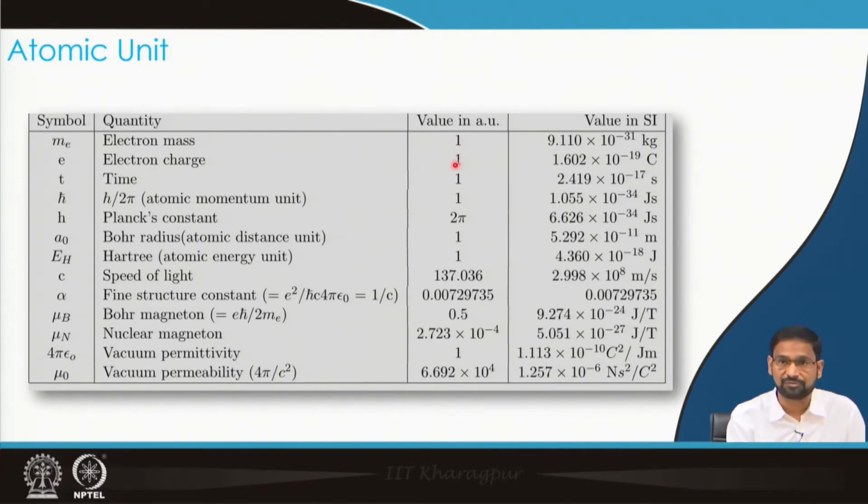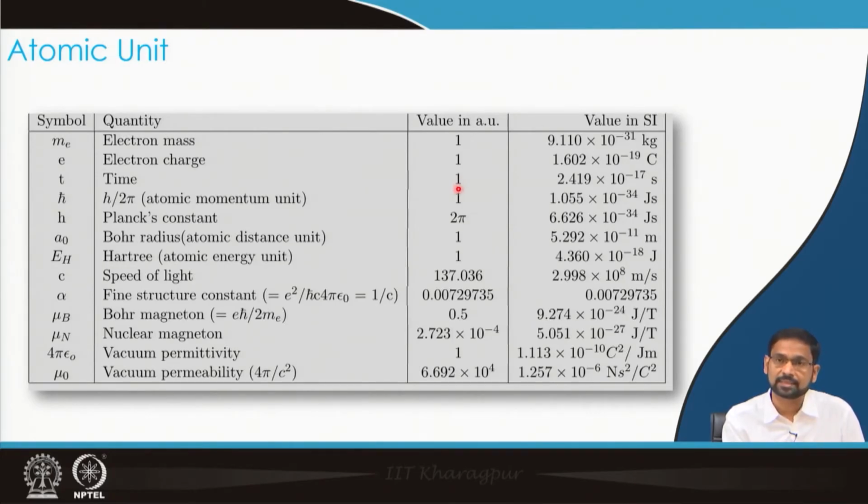Similarly, the charge of the electron is one unit charge in atomic unit, whose SI value is given over here. Of course, the electron is negatively charged, so when you are expressing it as an electron, we would simply say it as -1. When you call it a positively charged particle, then we will express it as plus, in the units of electron charge.